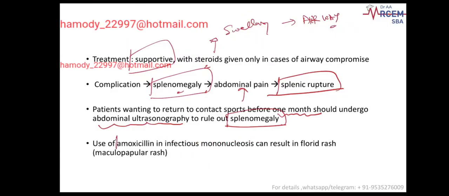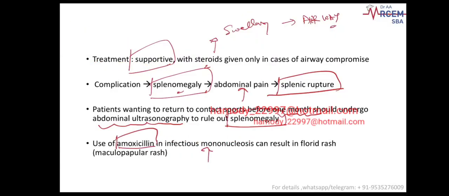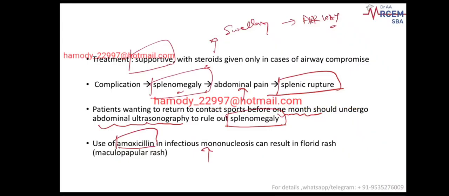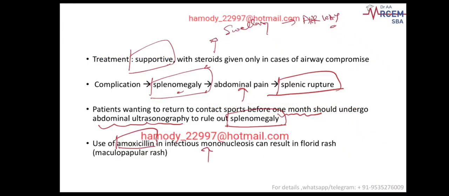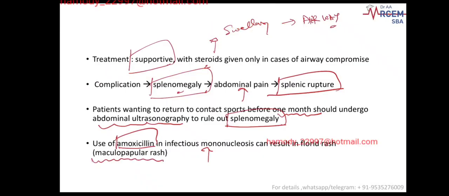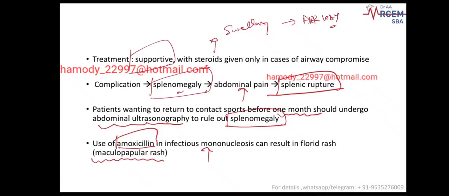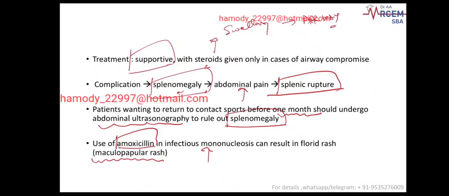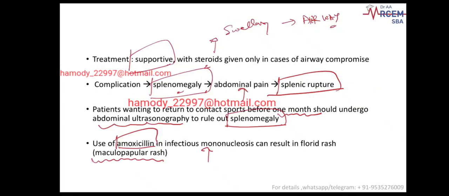Do not give amoxicillin in individuals with suspected infectious mononucleosis because it results in a rash. Okay, this is an autoimmune kind of rash. It is not an allergic rash what they develop. It's a maculopapular rash. It is kind of a florid rash, what we call it. It's an autoimmune rash, what you are having. It is not because of an allergy.